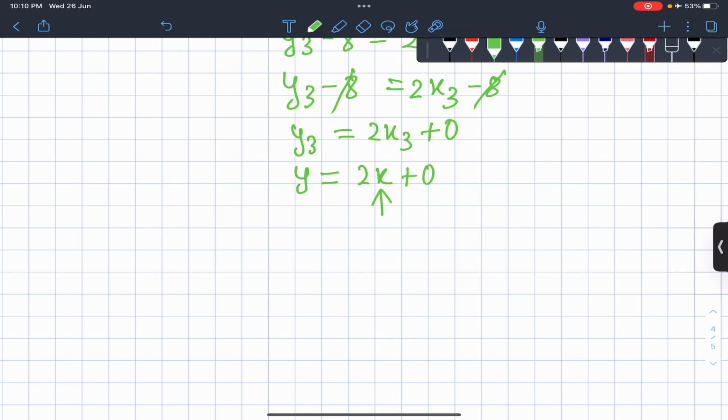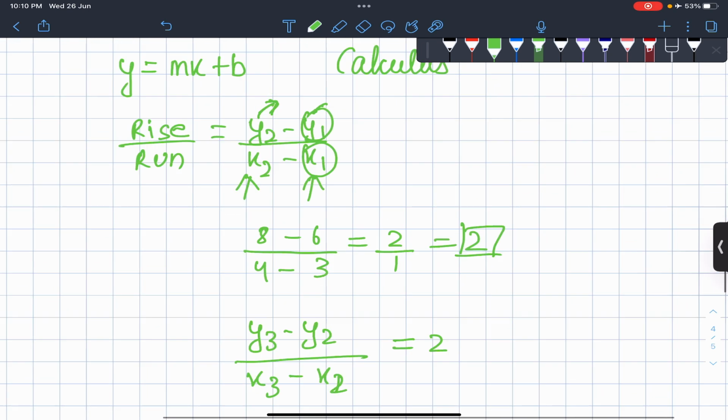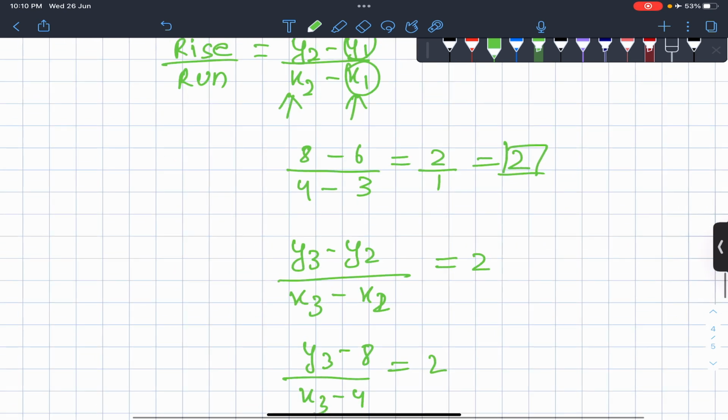What is x? The input. What is 0? The intercept. And what is y? Our output. So we got a formula that if we give x to this and multiply it by 2, then we will get our desired output, which is in terms of this graph.